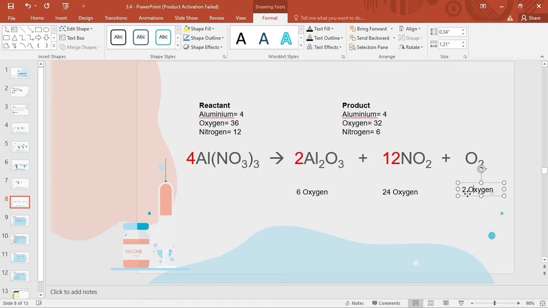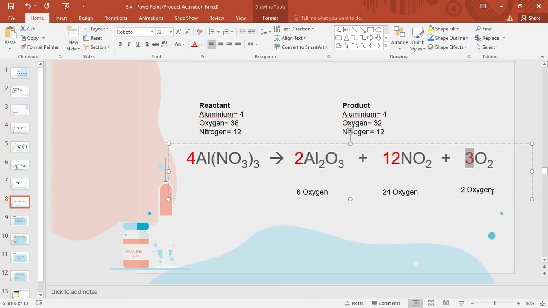Slow. We put 3 on O2, 3 O2. So the 2 oxygen becomes 6 oxygen. 6 plus 6 plus 24 oxygen equals 36. Now the equation is balanced. See? That's how you balance the equation.